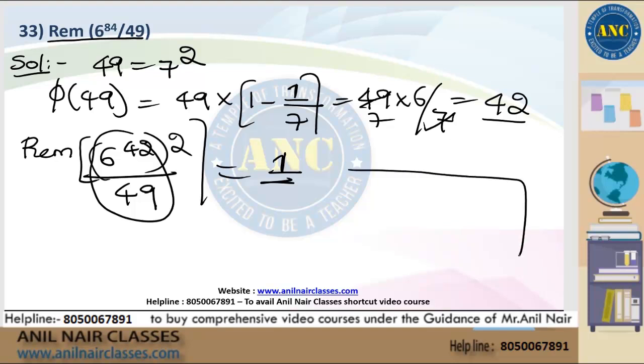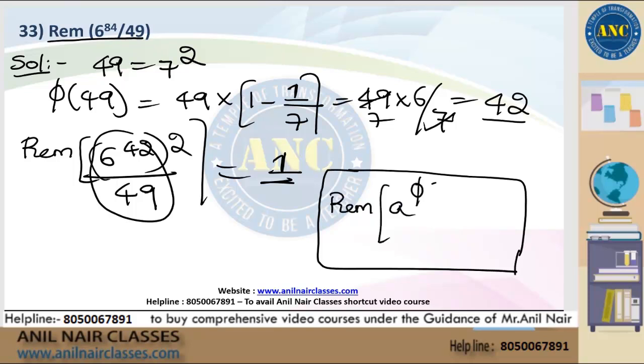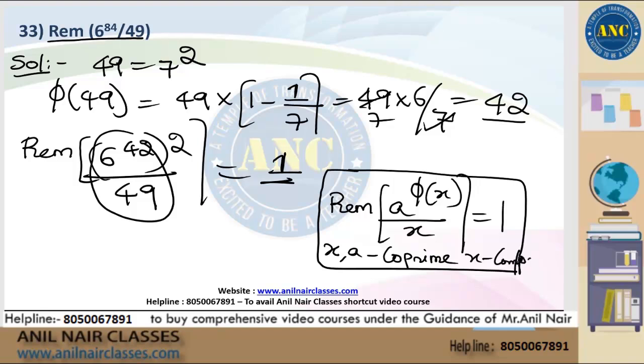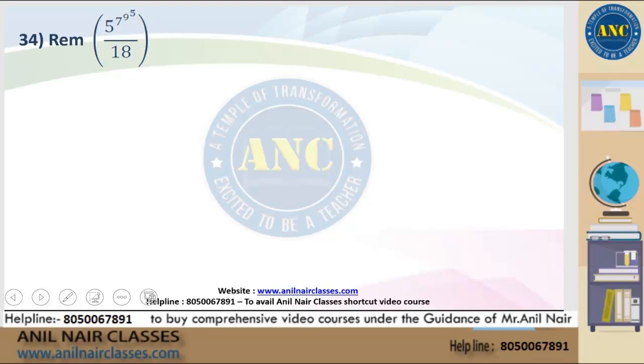All the problems we are discussing use this concept. What is the concept? Remainder of a power phi of x by x is 1 when x and a are co-prime and x is a composite number. I hope the idea is clear. These all are based on Euler's theorem. Next, 34th. Idea is clear, right? Next one. 34th. Basic application of Euler's theorem, advanced level question. 5 power 7 power 9 power 5.